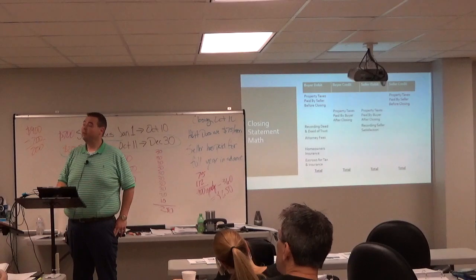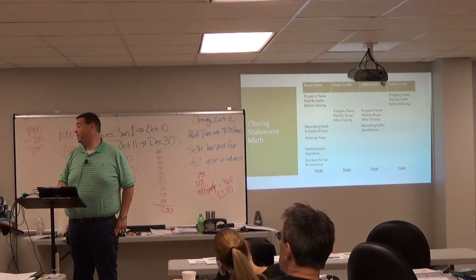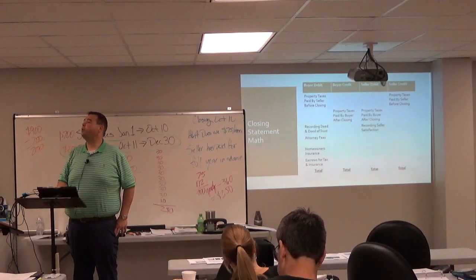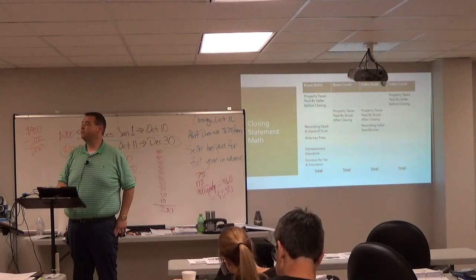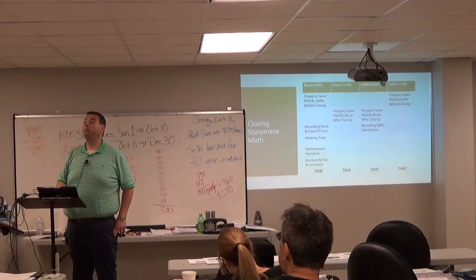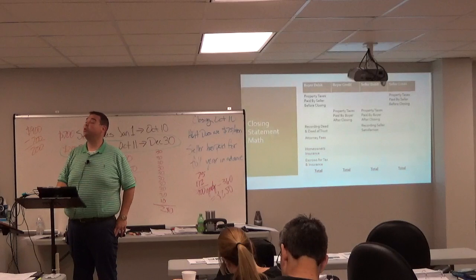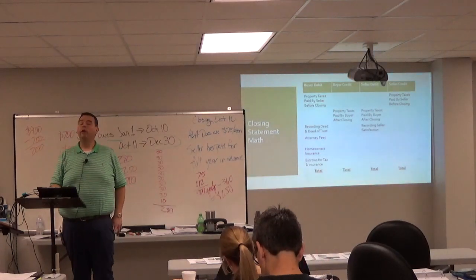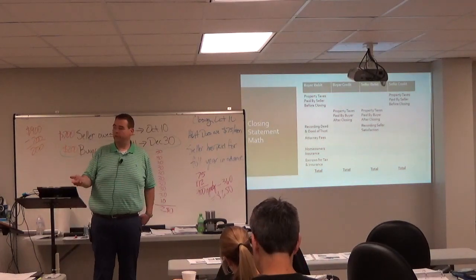Transfers what? Title. So don't we need a deed? Who's going to be the grantor on the deed? Grantor would be who? The seller. Who's the grantee on the deed? The buyer. The deed of trust gives the lender collateral.